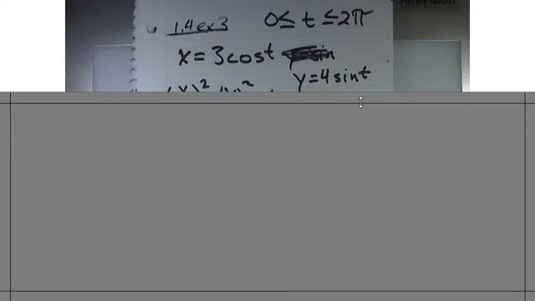Number 3. This won't take a lot of time. We're given that x is equal to 3 cosine t and y equals 4 sine of t. Because the amplitude of cosine is 3 and sine is 4, because they're not the same, it's not a circle.